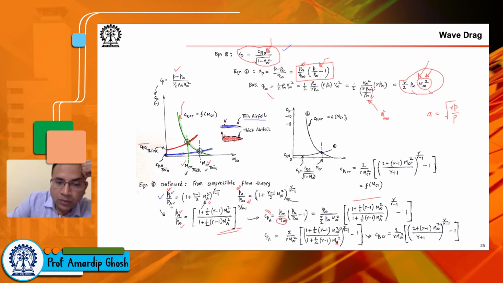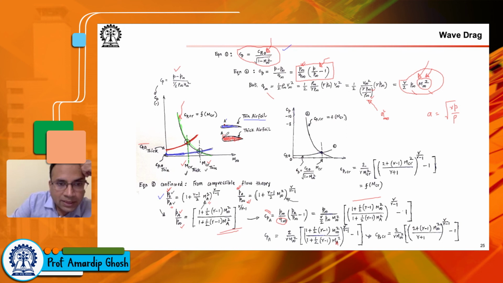Now if I want to find Cp at A, assuming that A has reached sonic condition, this location A on the thin airfoil, location A on the thick airfoil. What I'm saying is I'm changing M infinity, and at some point my MA has become 1.